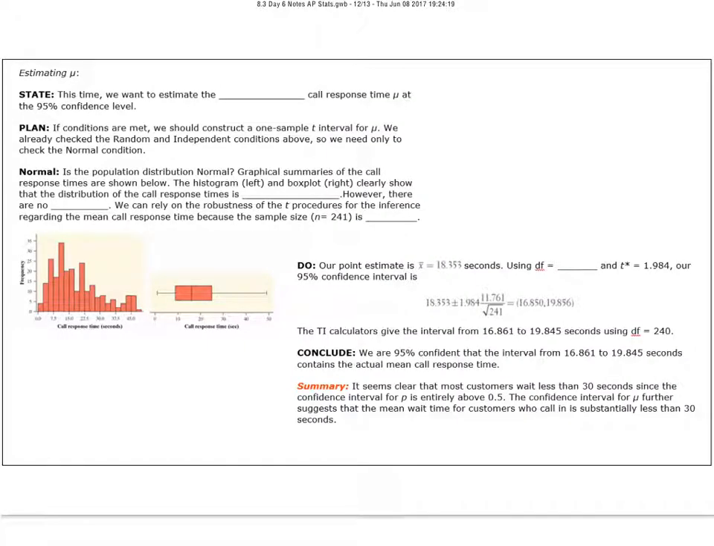Now, they also had data where they could compute the mean time. So if they wanted to, they could have structured this question to estimate the actual mean call response time, mu, and then do a 95% confidence interval. In terms of checking the plan, in this case they're going to do a one-sample t interval for mu. We've already checked randomness and independence on the other one.